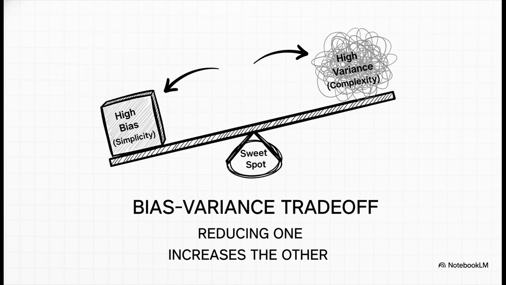It's this constant push and pull. If you try to make your model simpler to lower its variance, you almost always increase its bias. And if you make it more complex to crush that bias, you risk jacking up the variance. The art and science of this whole thing is finding that perfect sweet spot right in the middle, where the total error is as low as it can be.